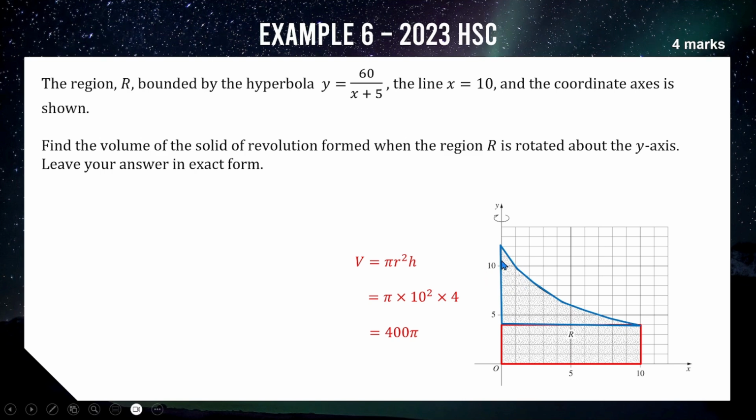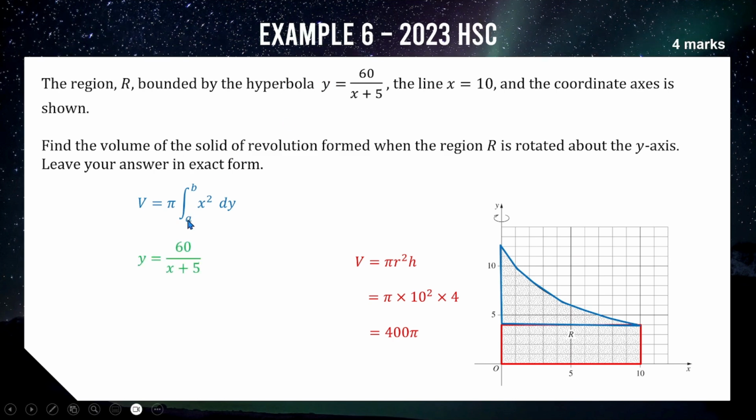Okay, now for the blue part, we're going to take the function, which is y equals 60 over x plus 5. We've got to use our y-axis rotation formula, so we need to find out what x squared is. So we need to take this equation given to us by the question, rearrange it to make x the subject, and then square it. So there's a lot of work to be done here. Let's dive right into it.